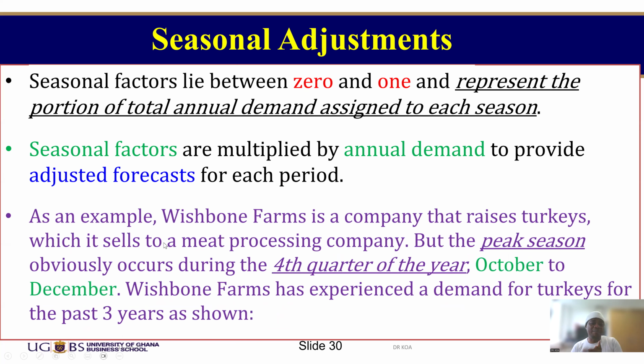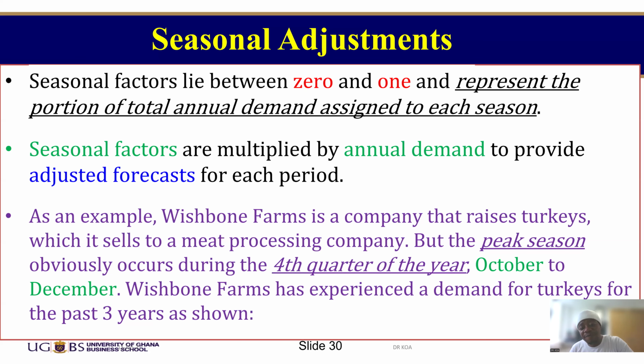So we're going to take an example of a Wishbone Farm. It's a company that raises turkeys. They raise turkeys. Turkeys are better than chickens anyway. And they sell it to a meat processing company. But during the peak season, obviously the peak season happens during the fourth quarter of the year, October to December. That is when they get a peak. That's when there's a lot of demand because Christmas time is coming.